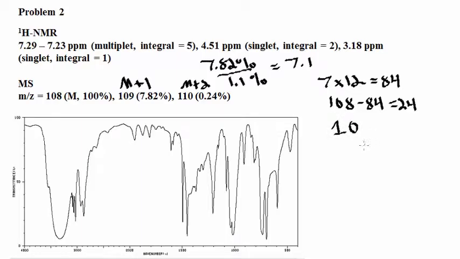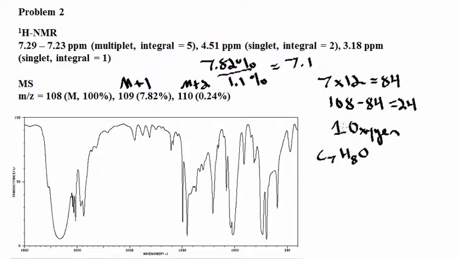Suppose instead that we had 1 oxygen atom. That would take away 16 AMUs from this 24, leaving us with a possible molecular formula of C7H8O. Now this is an acceptable molecular formula that we can potentially use.